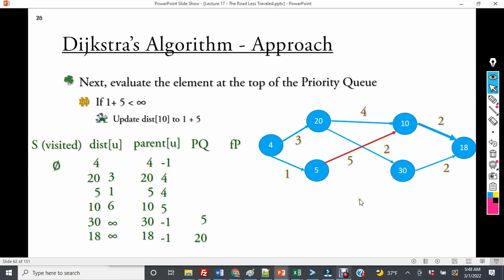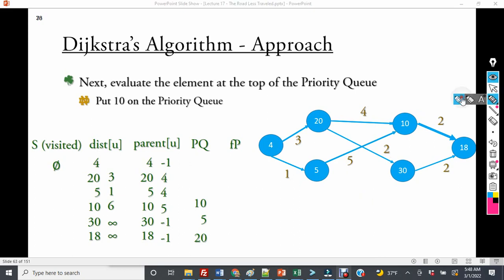So now we're going to put this in the priority queue, and we see that we are going to evaluate 10 here. 10 has one outgoing edge to 18. So what we're going to see is that 10 will go to 18 with its current weight of 6 plus 2, which is 8. And now we have found a path. And currently, 18's parent is 10.